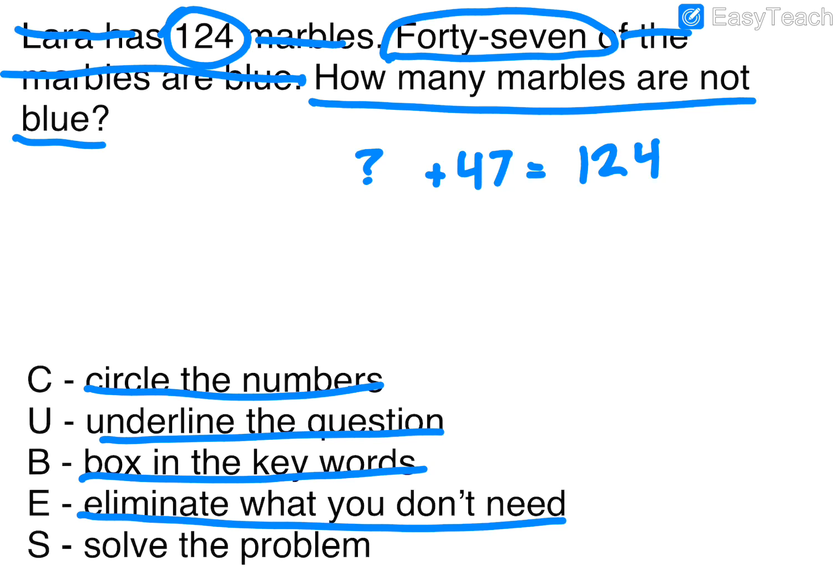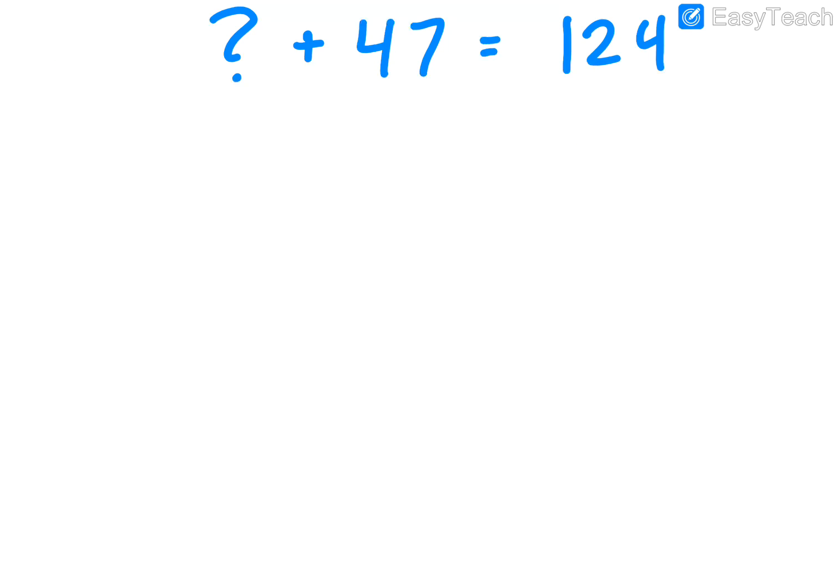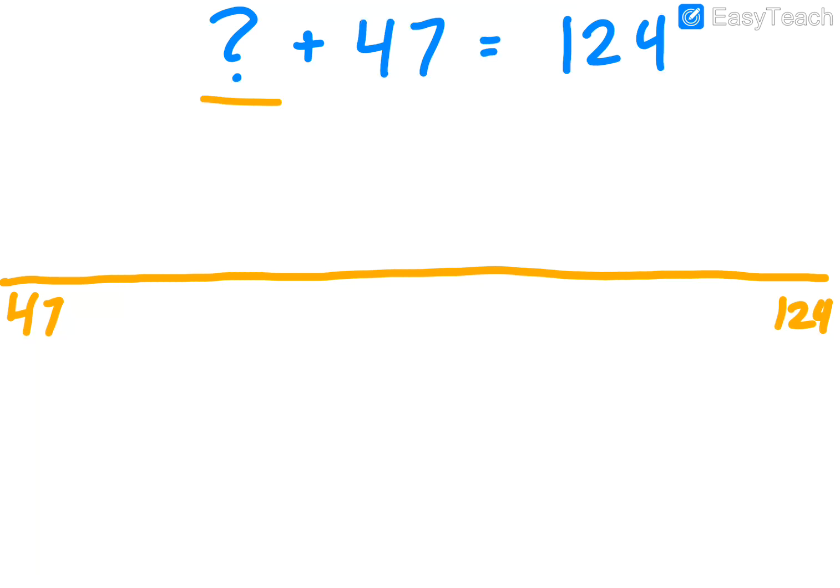And finally, S stands for solve the problem. Now, at this point, this is when we would usually write our number sentence, but we already wrote that down when we were trying to find the key words earlier. So this is our number sentence right here. We're not sure what one of our numbers is. We're going to add what we don't know, plus 47 equals 124. This looks confusing at first, but if we use the correct method, we can solve this one pretty quickly.